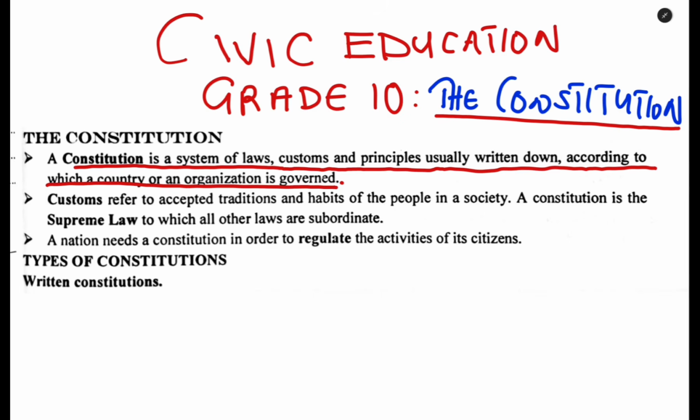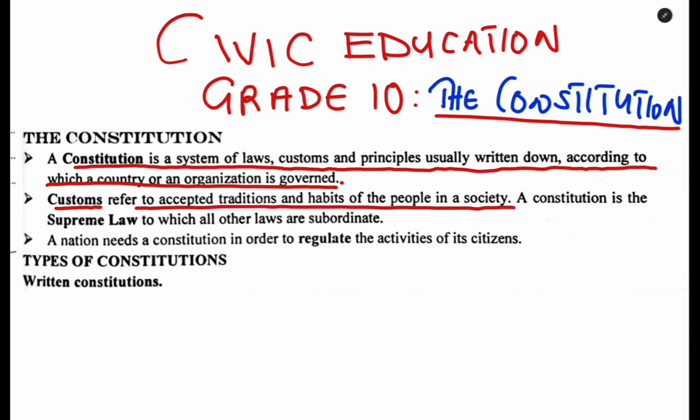Okay, so now from the definition we have customs, and we should know what customs are. In case you find the term customs, these are just accepted traditions and habits of the people in the society. So this is what you write about customs.